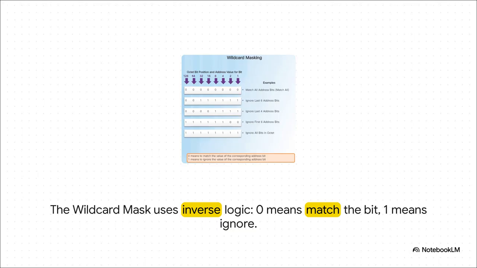The secret ingredient for all this is the wildcard mask. Now, this is where it can feel a little backwards. If you're used to subnet masks, you're used to thinking the ones are what's important. Here, it's the total opposite. A 0 means, hey, this part of the address must match exactly. A 1 means, I don't care what this part is, just ignore it. And that's how you can write one rule to match a single device or 1,000 of them.